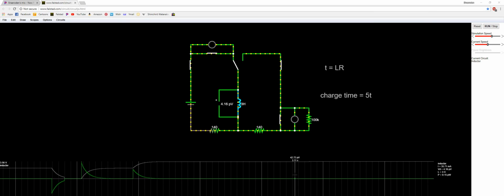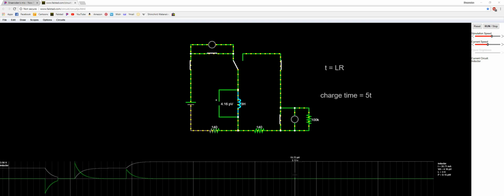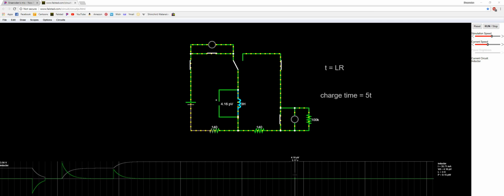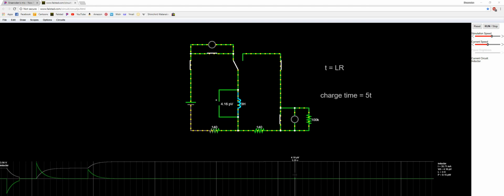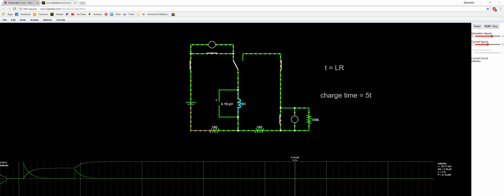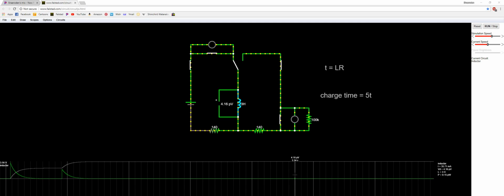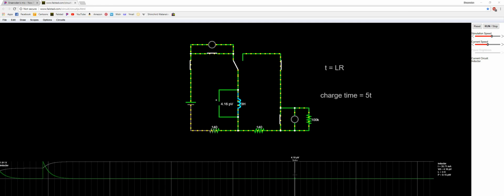So today I'm going to be talking about inductors. Inductors are fairly simple. They're just coils of wire that create a magnetic field. So inductors can be thought of as the opposite of a capacitor. An ideal capacitor has infinite resistance and an ideal inductor has zero resistance. The purpose of a capacitor is to store charge, and the purpose of an inductor is also to store charge, but instead of using an electric field, it stores charge using a magnetic field.